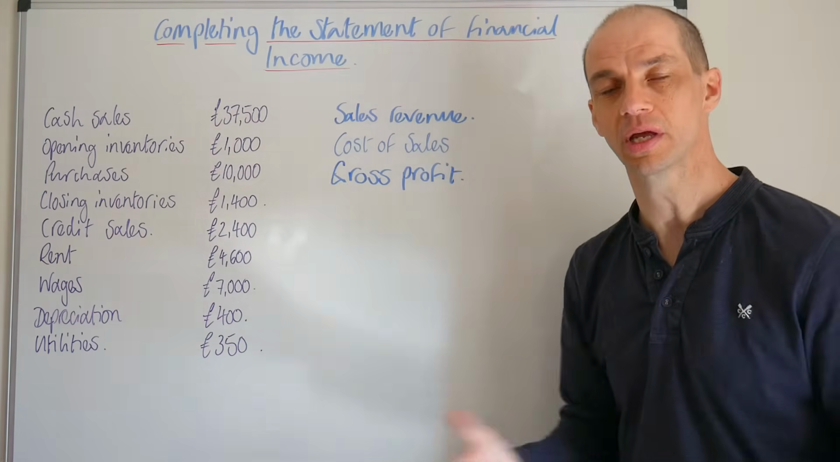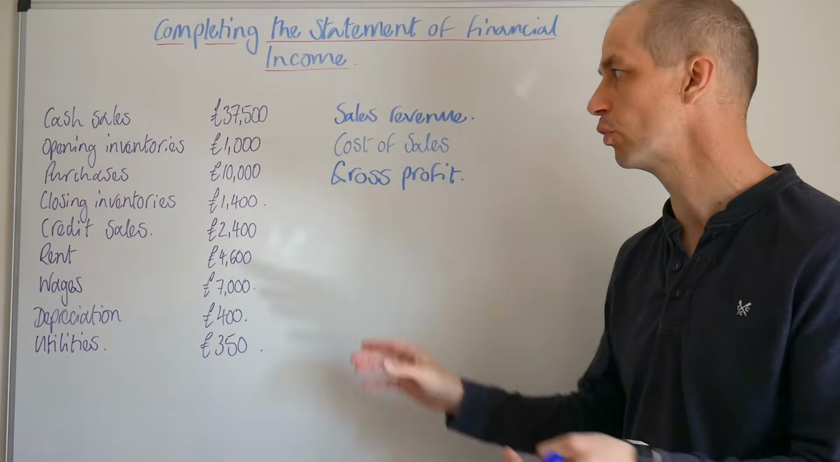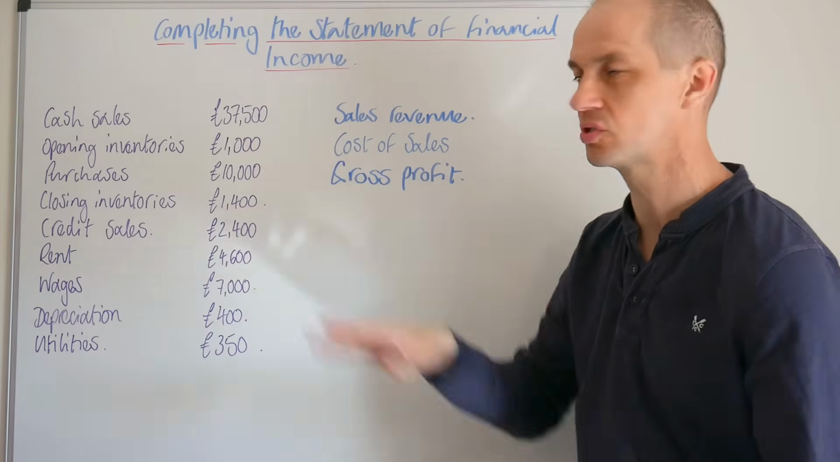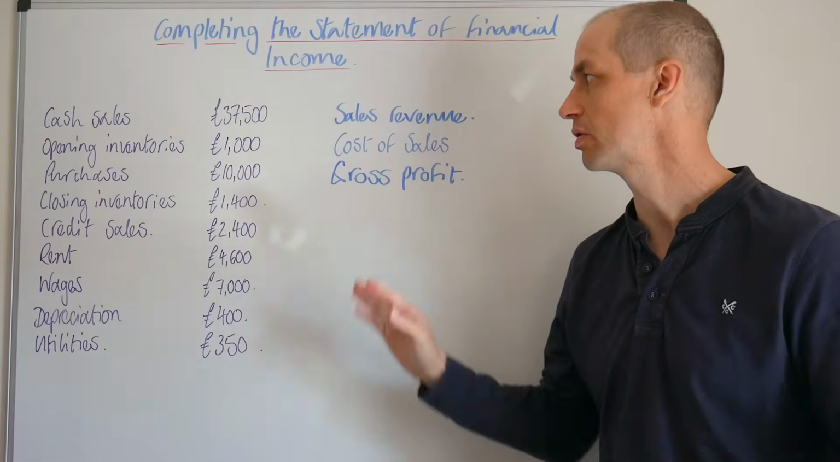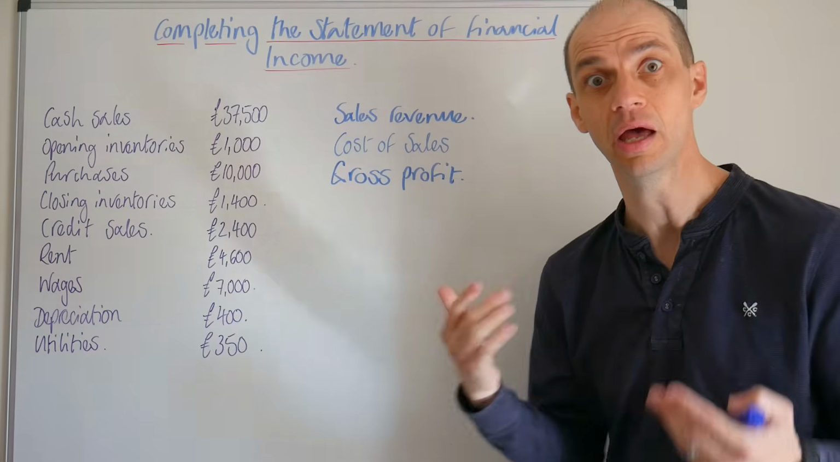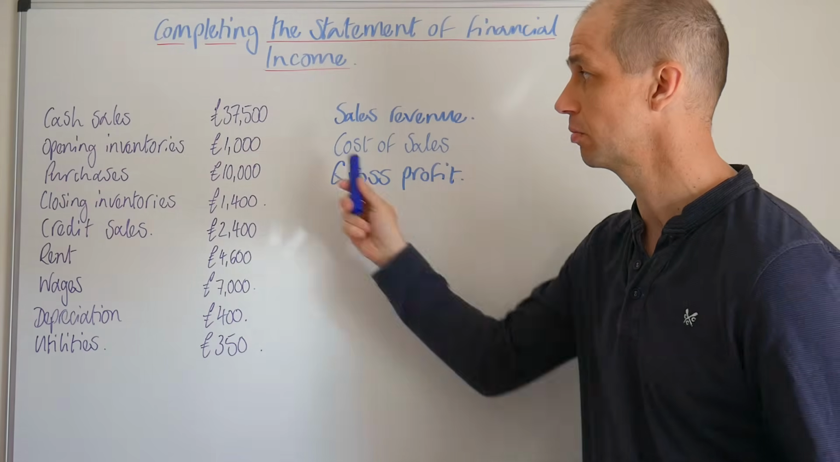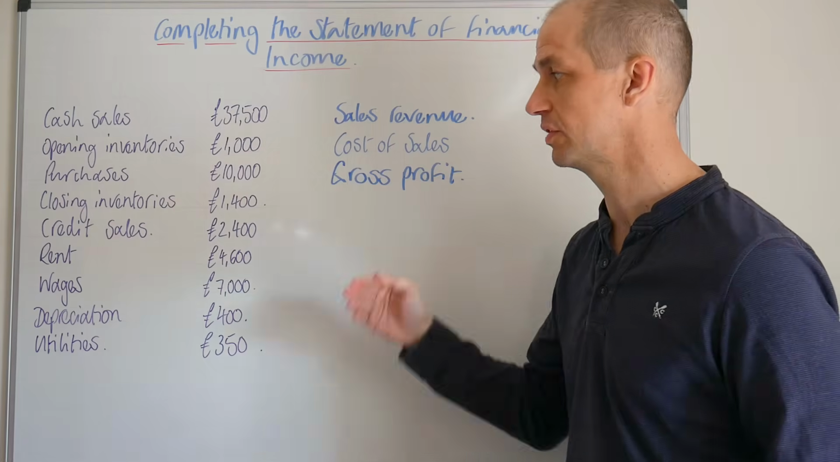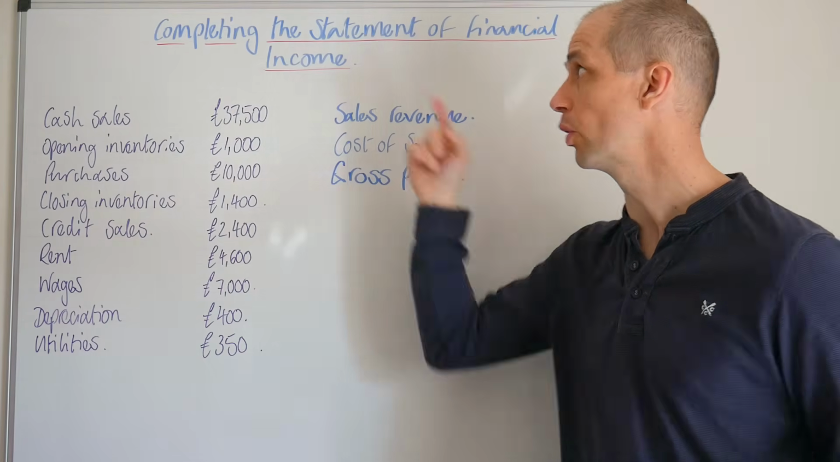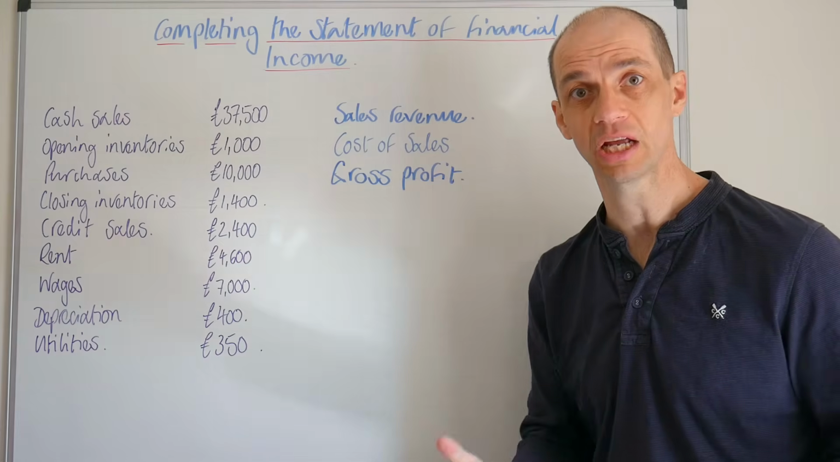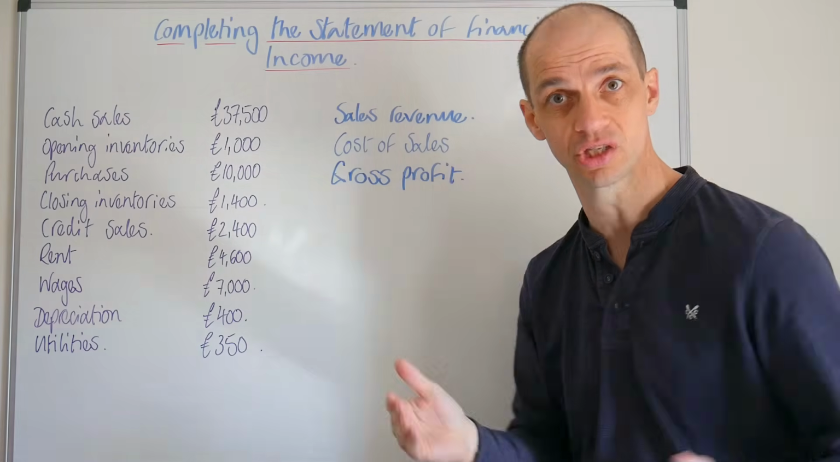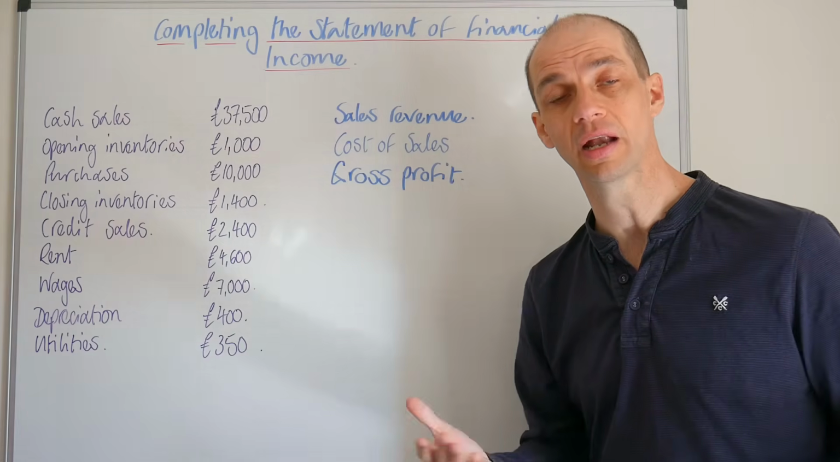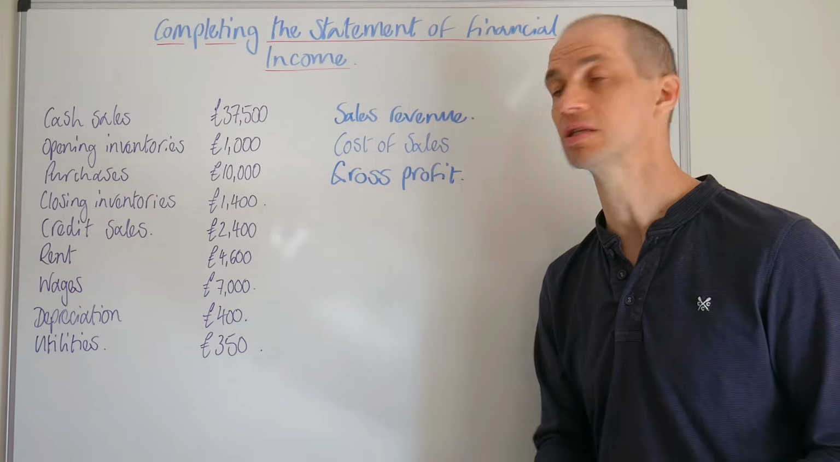Now I've tried again to keep this relatively straightforward. In your exam they're likely to use some trickier numbers, so that you've actually got to use your calculator in ensuring that you complete this accurately. They'll also put in a couple of distractors, things that don't go on this statement of financial income, just to really test the depth of your understanding and how well you actually understand these principles.